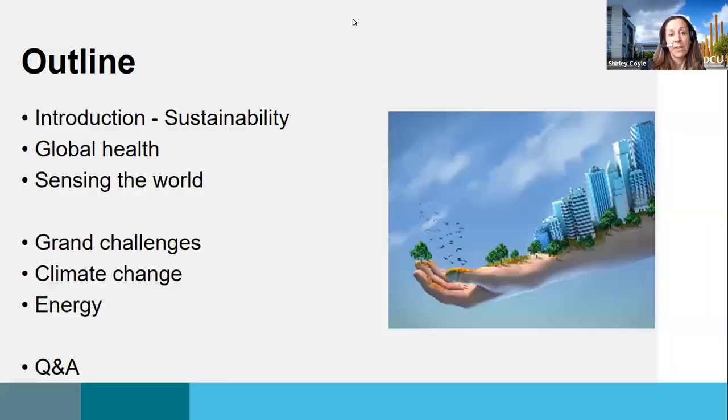Okay, so to give you an overview of what we're going to talk about today, we'll start off by just introducing the concept of sustainability and what that's all about. And then we're going to look at some different global challenges that affect our world today. So I'm going to talk about global health, and then look at sensors and how we can sense the world using technology. And then I'm going to hand over to Rajani, and she's going to talk about some of the grand challenges like food and water and energy. She's going to talk a bit about climate change, and then talk about different types of renewable energy and green energy. And then we'll wrap it all up with some Q&A at the end.